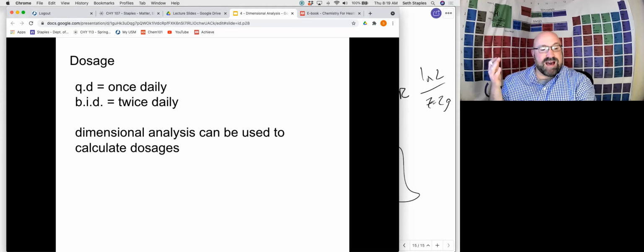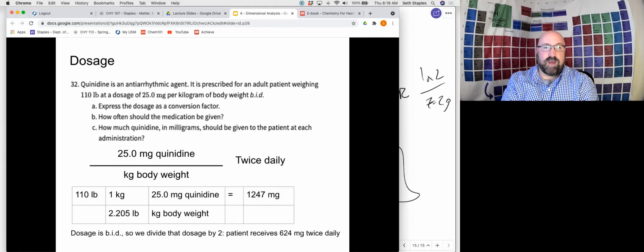If, however, you see BID, then you know that that dosage needs to be spread out over two separate administrations, I guess is the word. And so you would then divide that answer by 2, because you need to spread that out over 2 different times. So let's look at an example here.